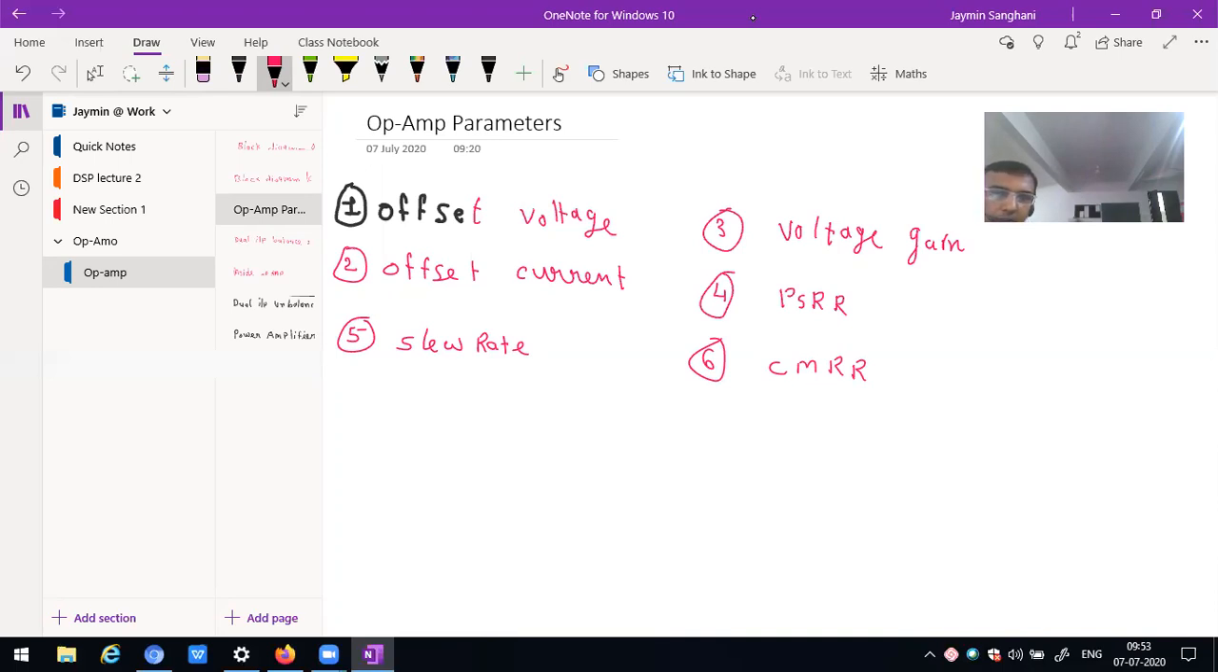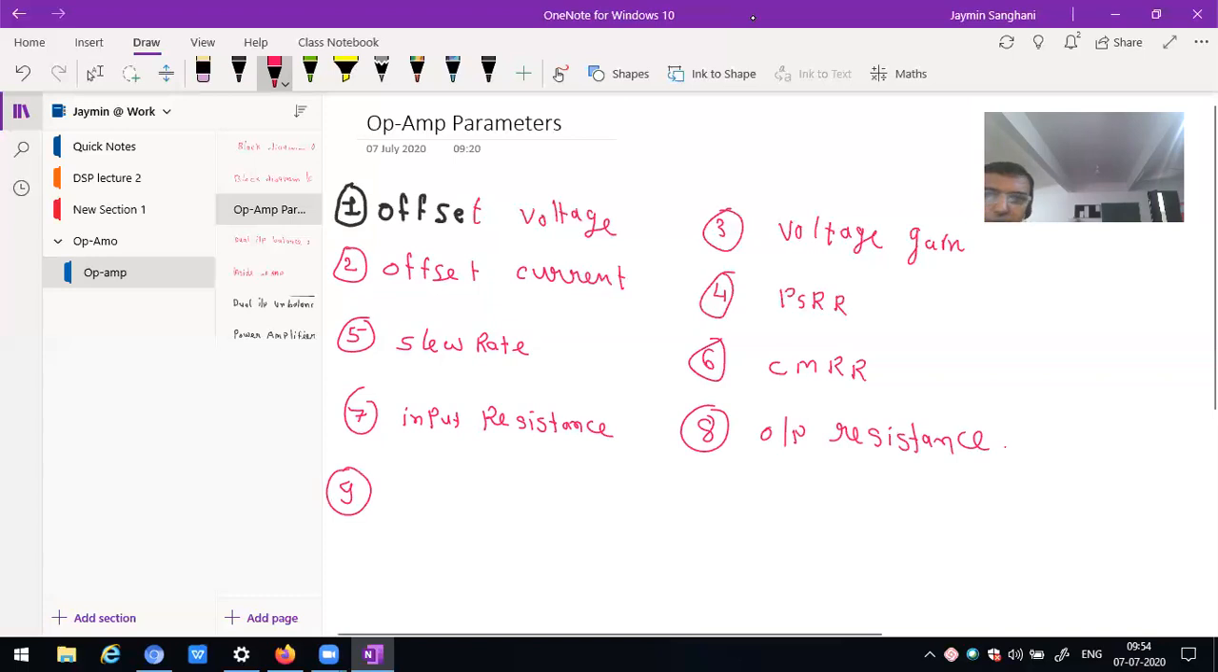These are the different parameters of op-amp, and one of the most important is known as input resistance, and the eighth parameter is known as output resistance, and the ninth parameter, which is again most important, is known as the equivalent circuit of op-amp. So we can discuss this entire set of parameters related to the operational amplifier.